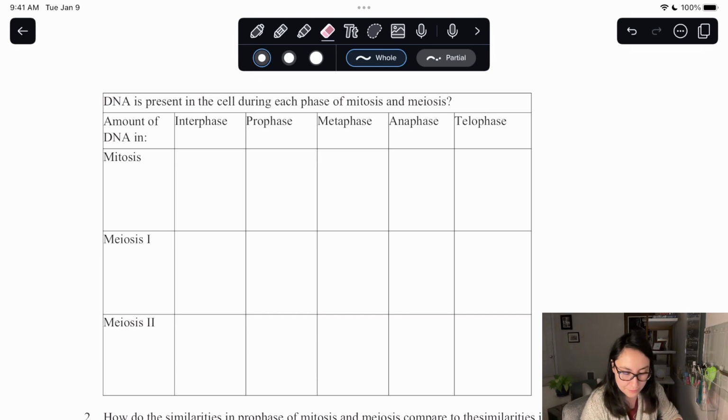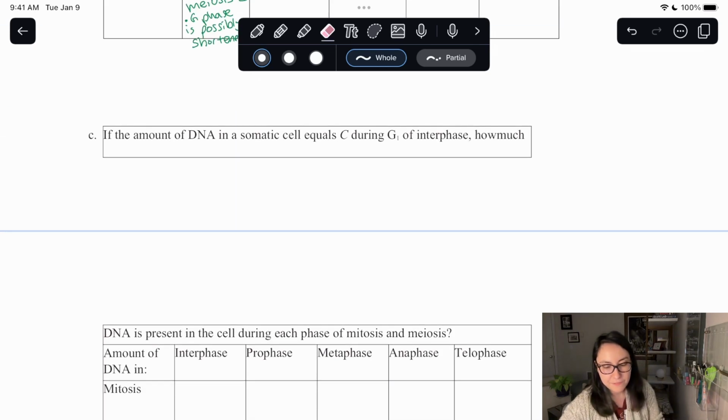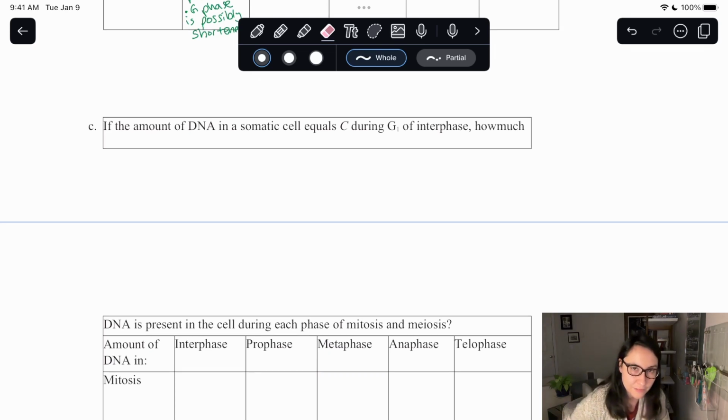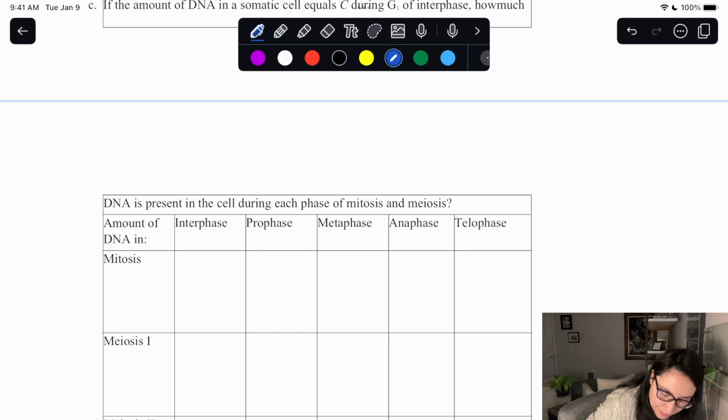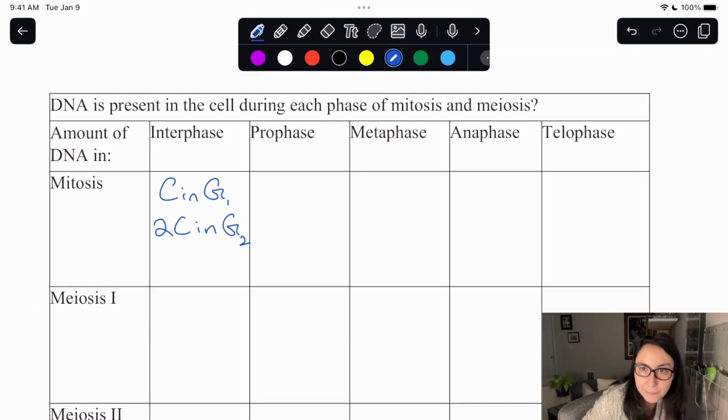All right. So now, the question here that kind of got cut off because it starts on the next page is: if the amount of DNA in a somatic cell equals C, C stands for cell, during G1 of interphase, how much DNA is present during each phase of mitosis and meiosis? So let us go down every row here with some different colors. Mitosis, interphase, you have C in G1, 2C in G2. And I'm just going to zoom in a little bit so you can see that better.